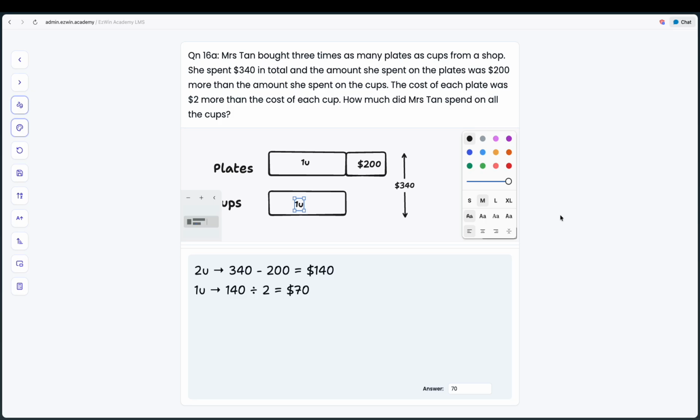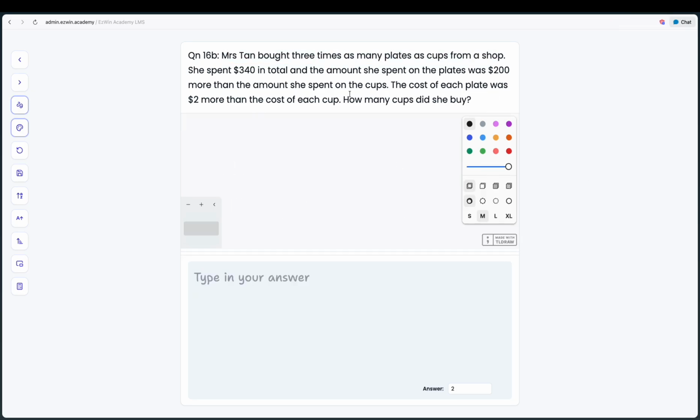So the next part is part B. For question 16b, how many cups did she buy? So in this case, we can draw some models. First clue is Mrs. Tan bought 3 times as many plates as cups from a shop. So we have 1, 2, and then 3. So this is 3 plates.